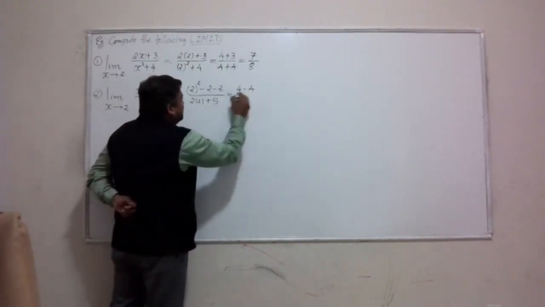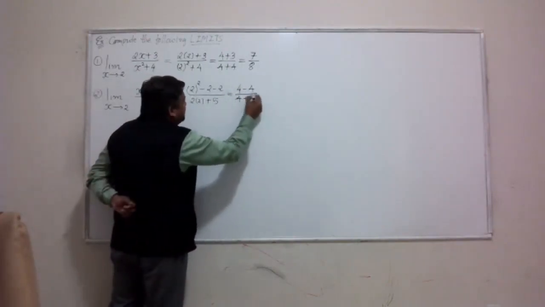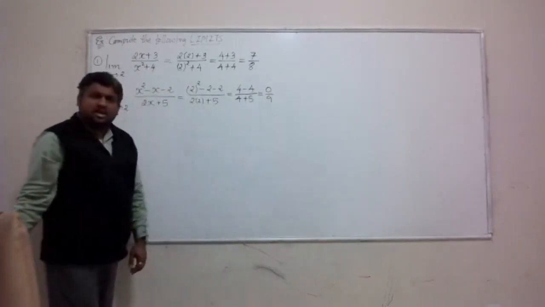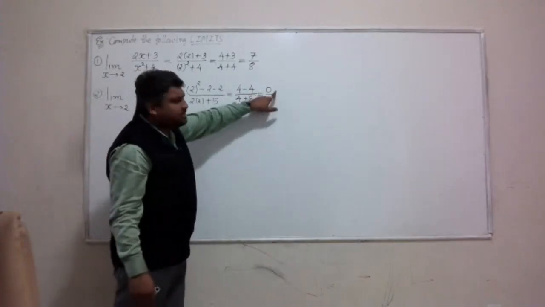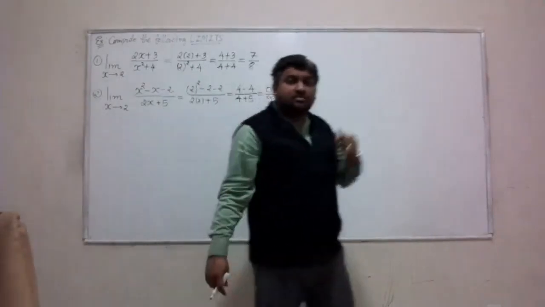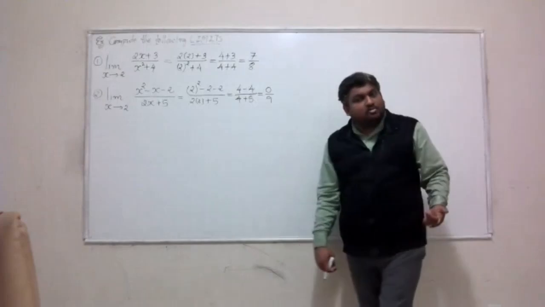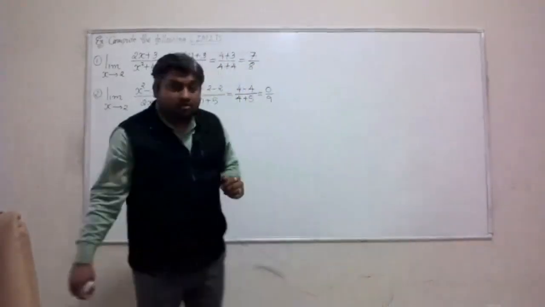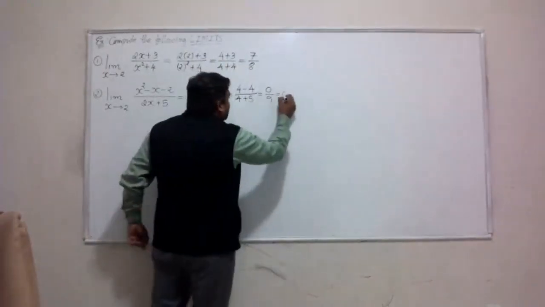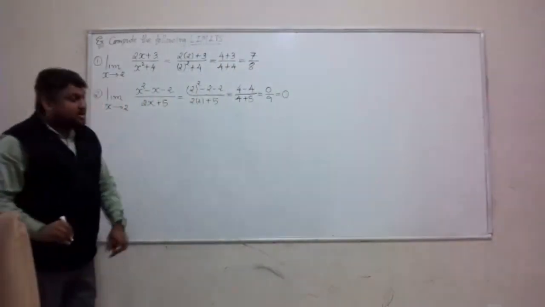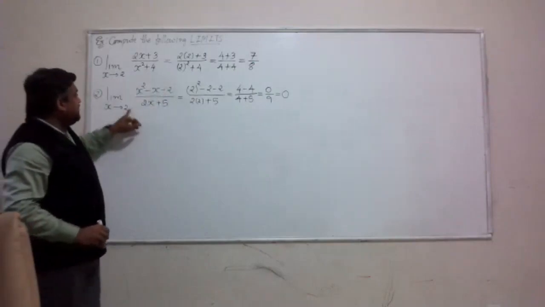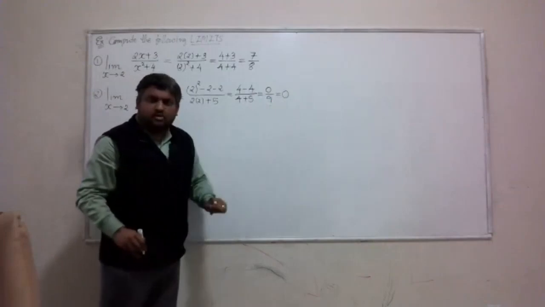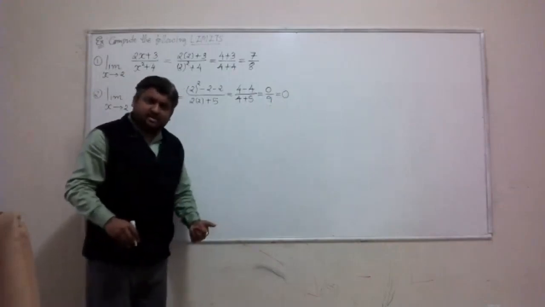Looks like on the top I get 4 minus 4, on the bottom I get 4 plus 5. This is really 0 divided by 9. This can be viewed as 0 multiplied by 1 over 9. If you multiply any non-zero number by 0, the final result will be 0. So this is what you get. When x goes close to 2, this function goes close to 0. That's how we read this statement.